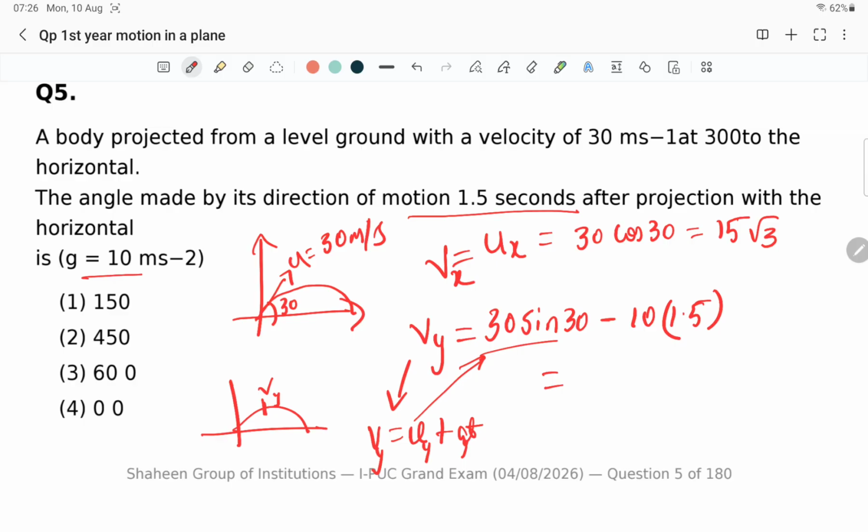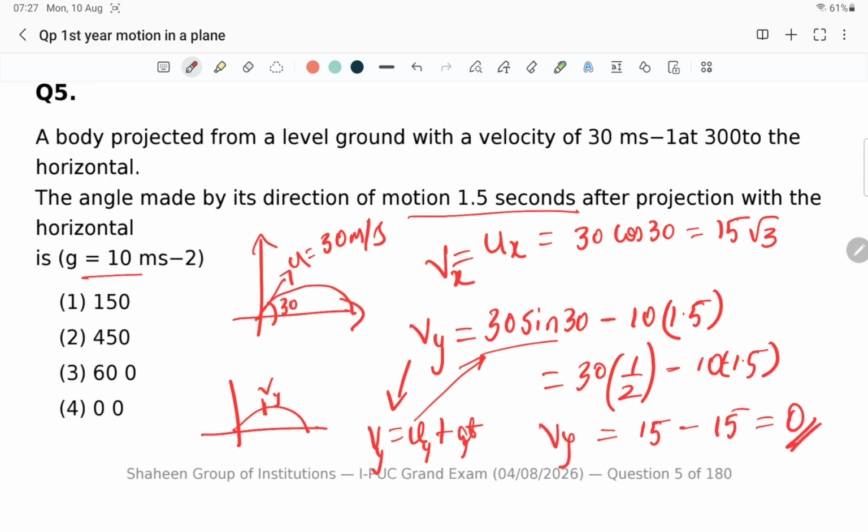Now if he had given distance instead of 1.5 seconds, then you could have used v square minus u square equals 2as. So now 30 sine theta is 30 into half minus 10 into 1.5. That is 15 minus 15, answer 0. So Vy you got 0, meaning the final vertical velocity after 1.5 seconds is 0. This is the vertical component.